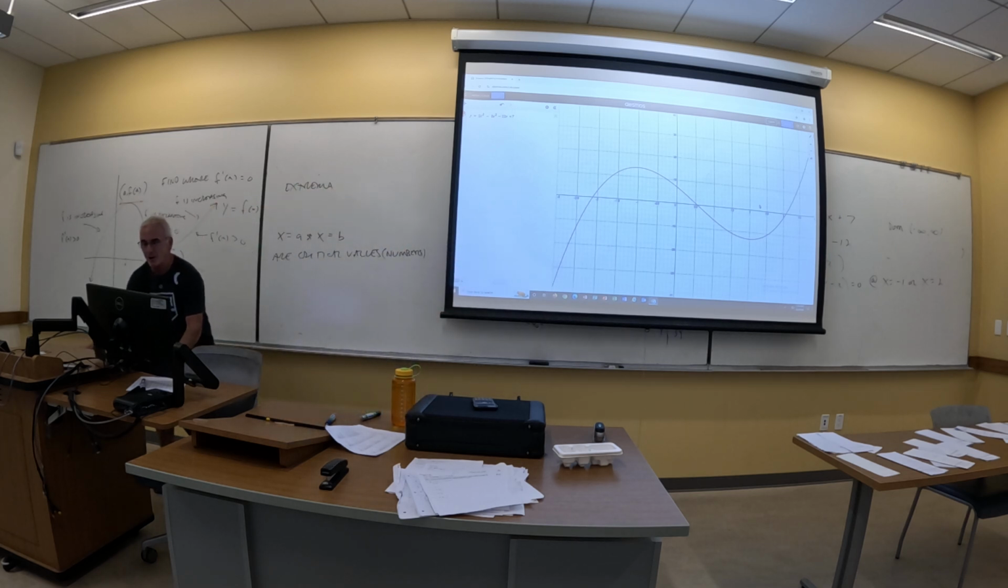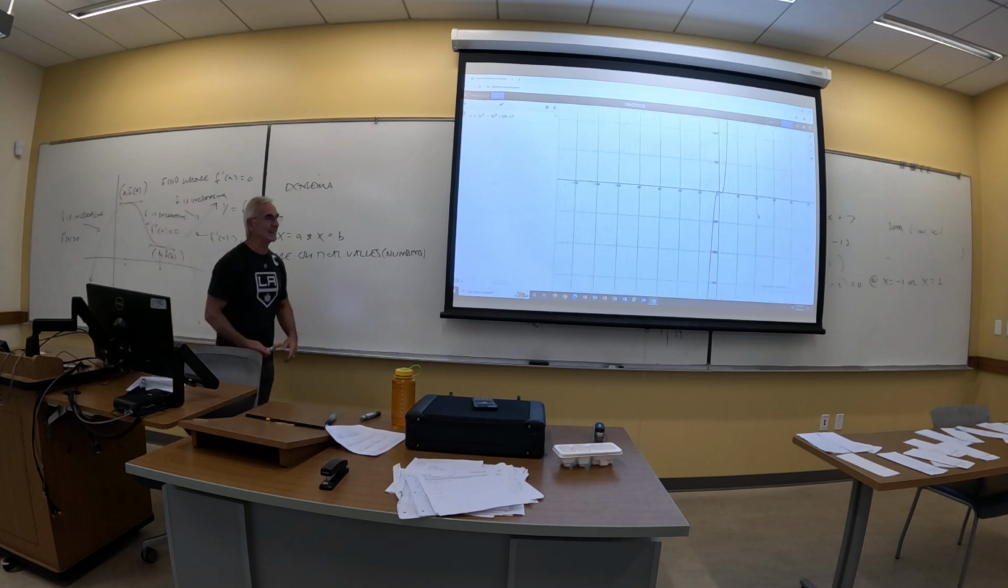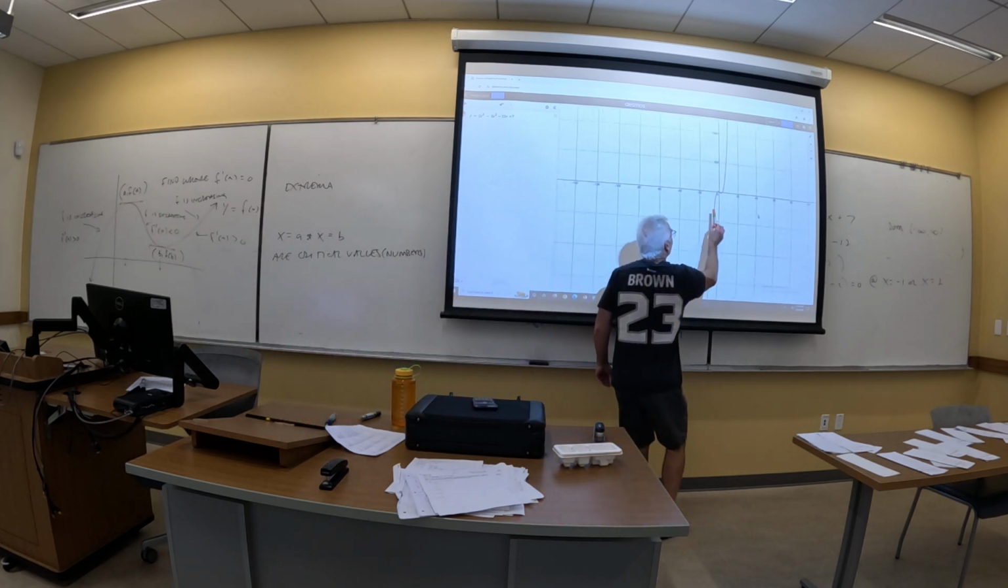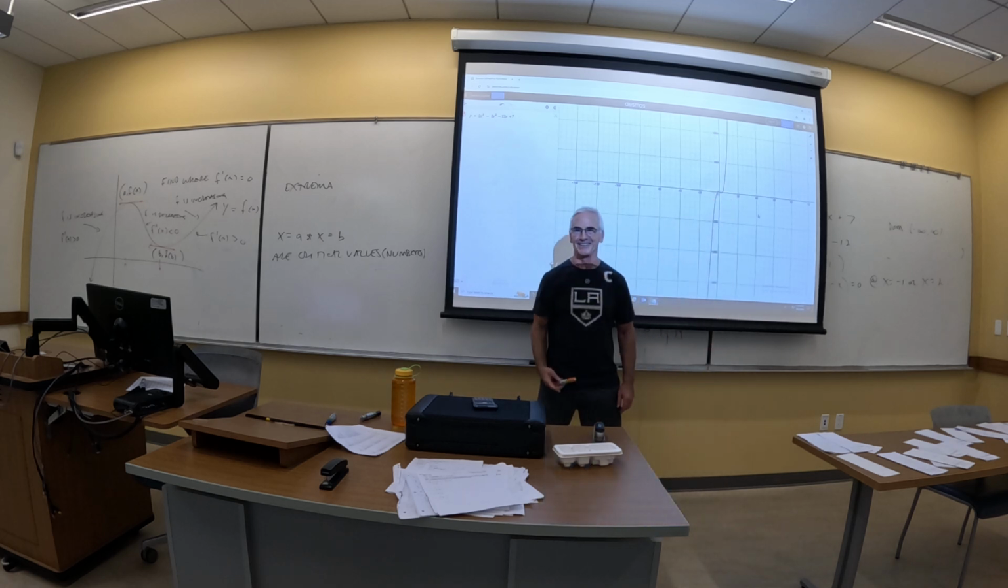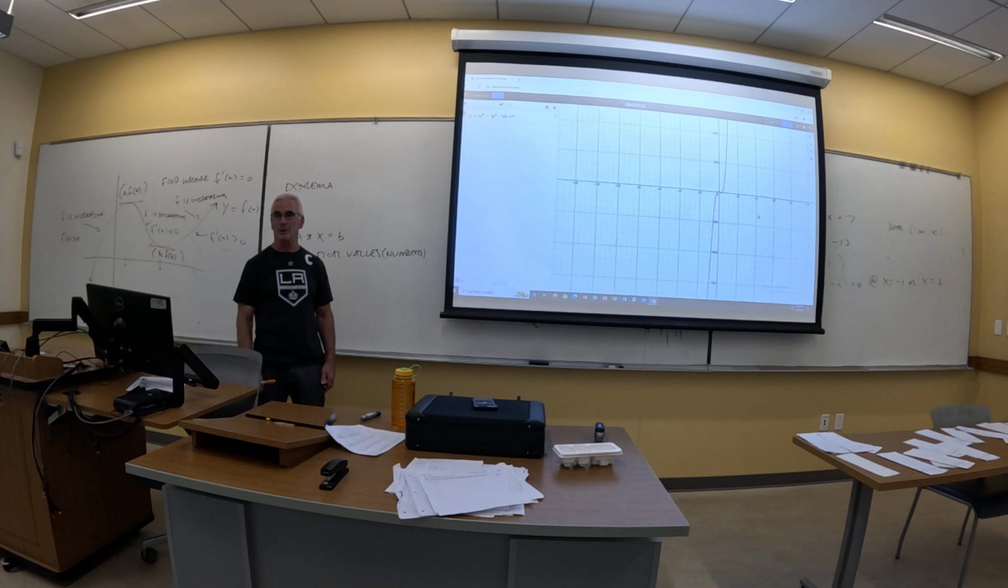Now, if I back out, and I back out too far, you see the problem? Everything interesting in this graph happened here. The rest of the graph isn't interesting. It's just going that way forever and ever and ever and getting steeper. So you generally only want to look at a small window.